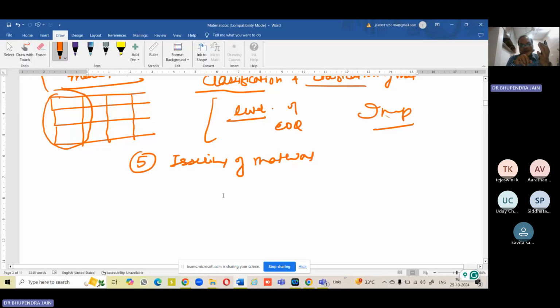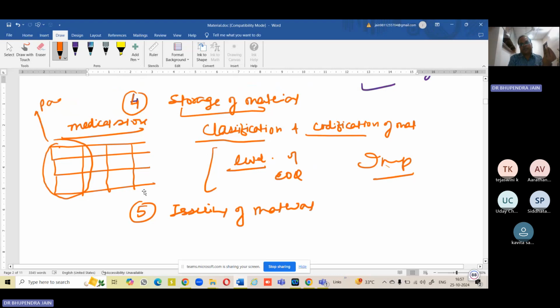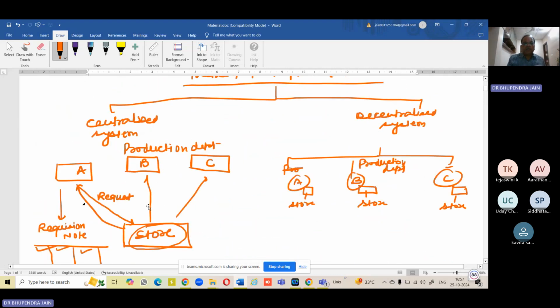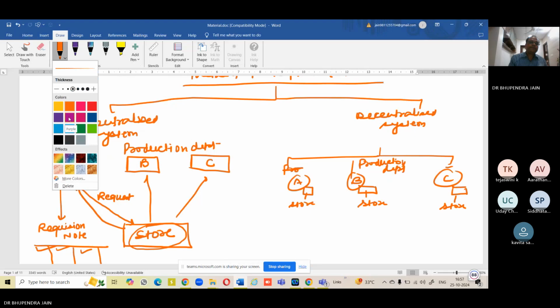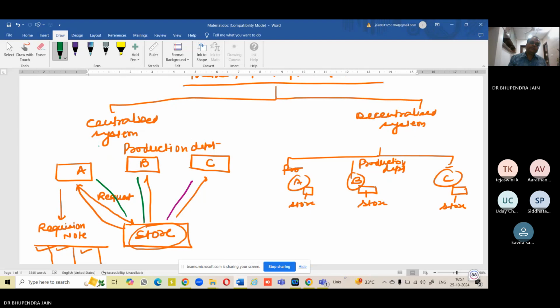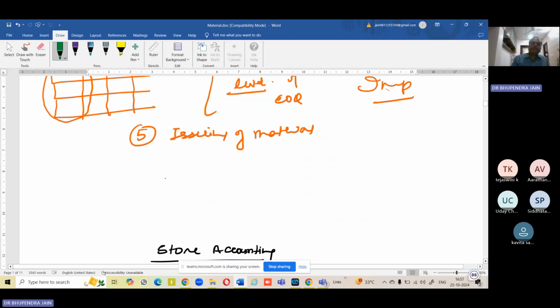Number first step, purchasing. Number second step, receiving. Number third step, inspection. Number fourth step, storage. Number fifth step is issuing of material. After receiving the material and transferring it to the storekeeper's store, the storekeeper now issues the material to the production department. So this is the 5th step. The 5th step is the issuing of material.